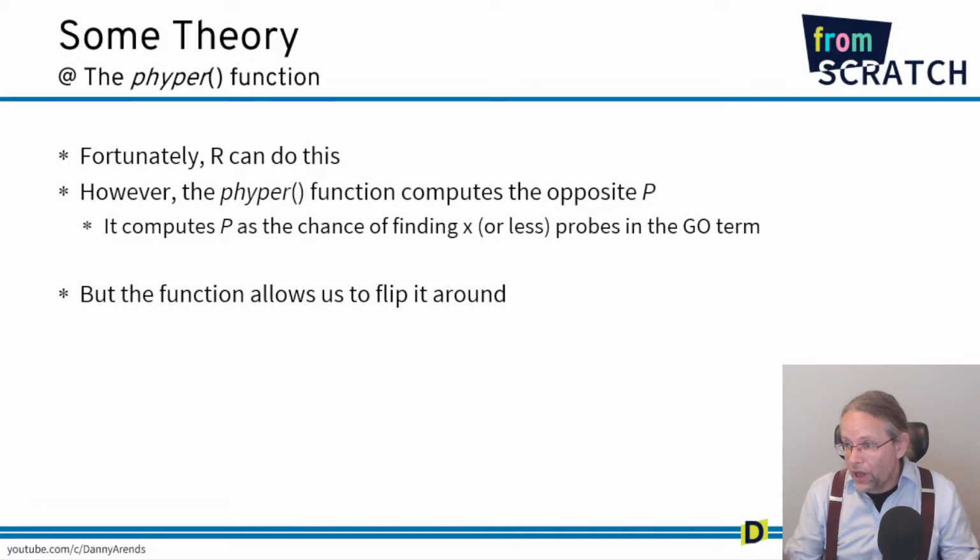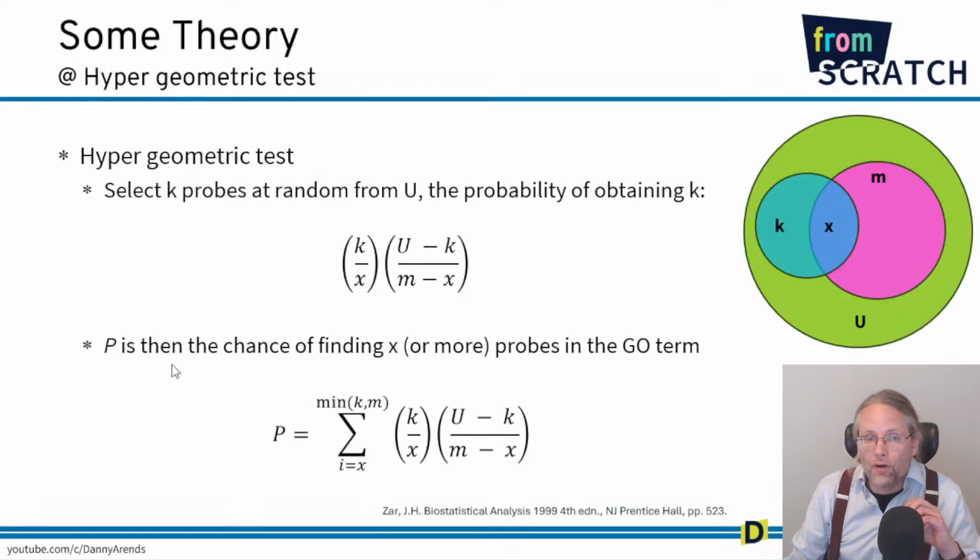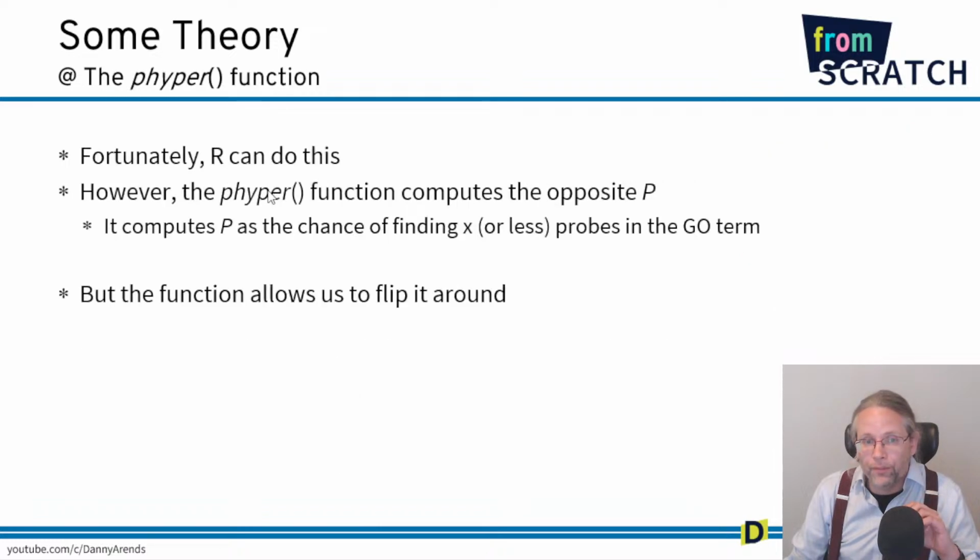So we don't have to do this at all, right? We don't have to write this from scratch. We can just use the phyper function, because this will give us the probability of this hypergeometric test. There's only a little bit of an issue, because R computes the opposite. R does not compute the chance of finding x or more, it computes the probability of finding x or less probes in a GO term, right?